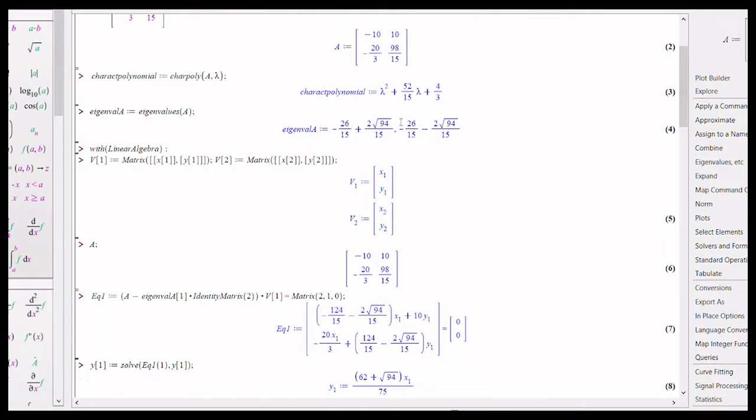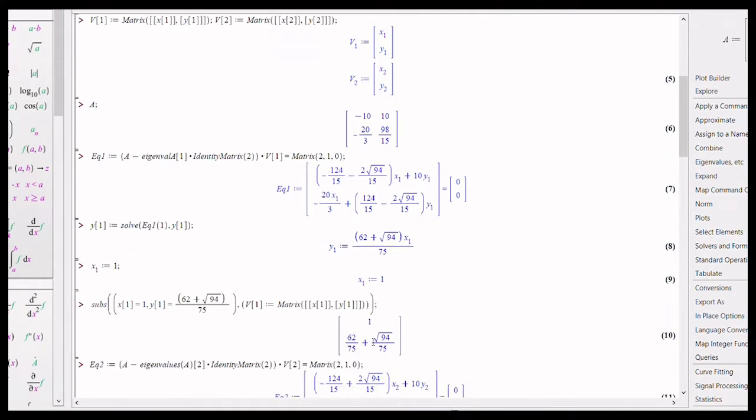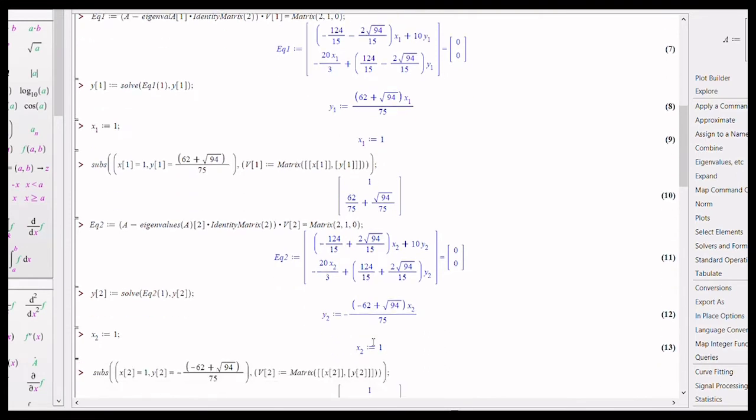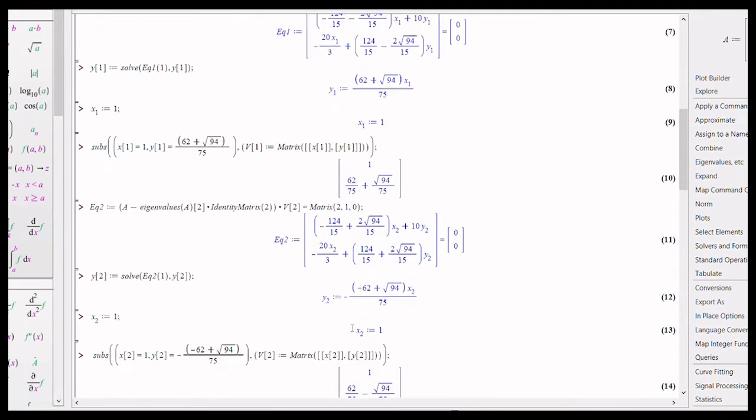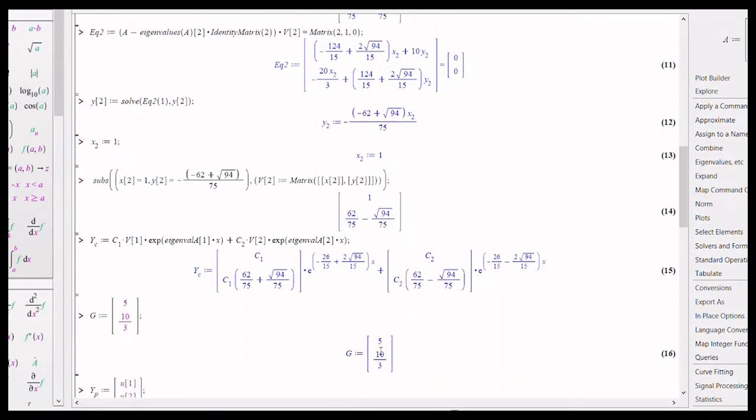So this is how we find the eigenvalue of A. Then we solve it using the formula. Then we got equation 1. Equation 1, we solve it to get y1 and x1. Meanwhile, equation 2 to get y2 and x2. Then, after we substitute, we solve the equation, we have to find yc.